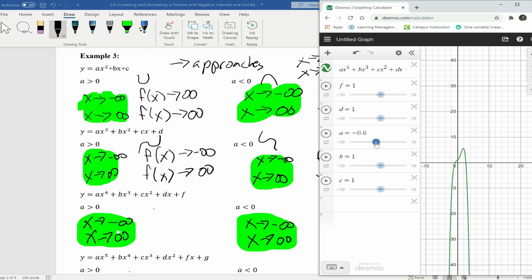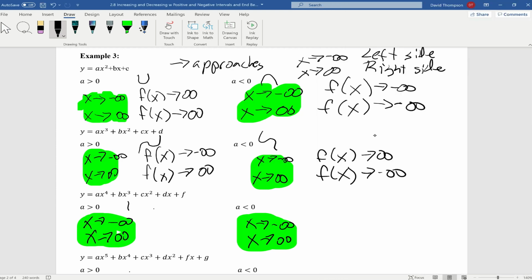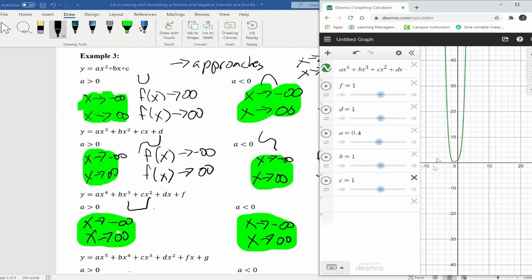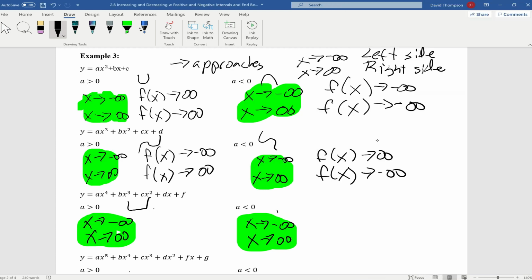So let's first make a positive. So it looks almost like the parabola, so we'll just draw it a little bit wider. So it looks something like that. And if we make a less than 0, both sides are going down, so it looks something like that. So it still looks like the parabola a little bit.